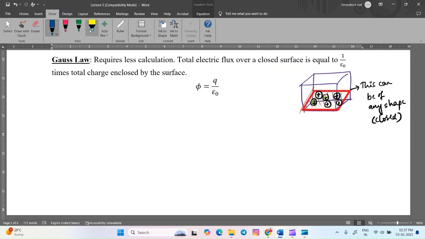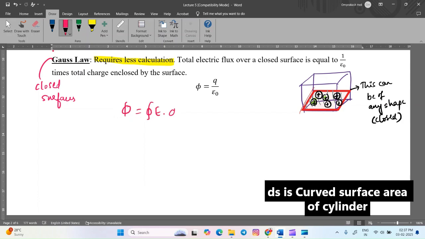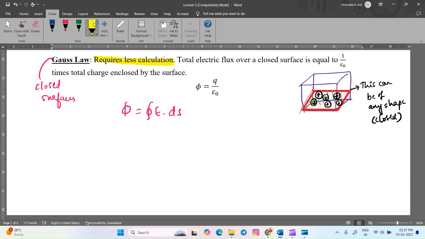Let us understand what is Gauss law. It requires very less calculation and it is only applicable for closed surfaces. Flux is a closed integration of E dot dS for any closed surface. Now let us understand the statement given by Gauss.